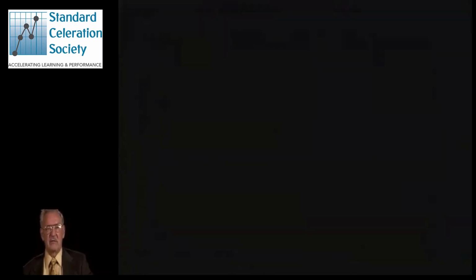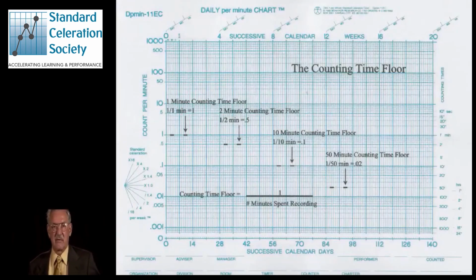So we have a convention for showing that on the chart, and we refer to that as the counting time floor or record floor. Now think of the word floor as being the lowest value that you can see, the lowest frequency you can see, given the amount of time you spend recording. For example, if you only record for 1 minute, you cannot see frequencies less than 1 per minute. If you only record for 10 minutes, you cannot see frequencies less than 1 in 10 minutes, or 0.1.